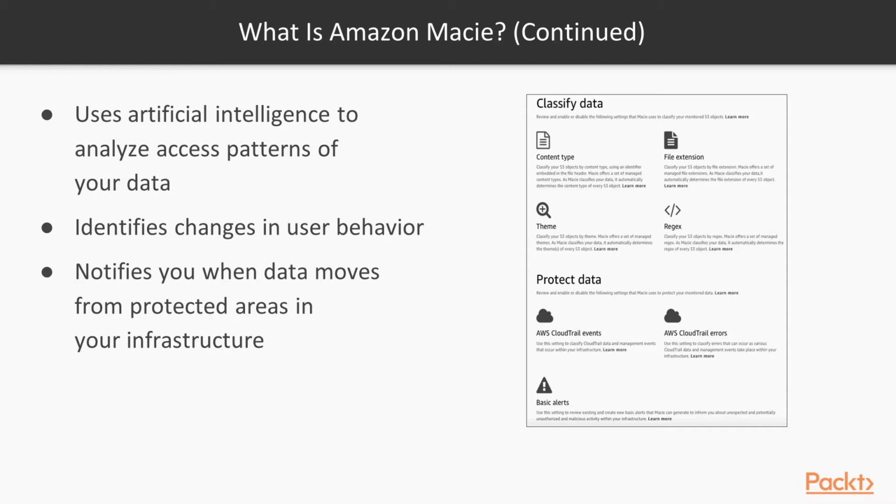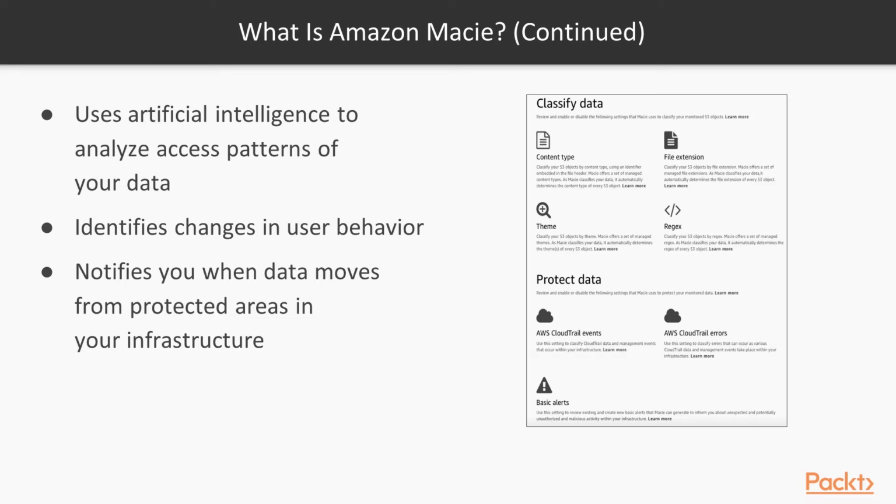So here I have a screenshot of the Macie service from within my account. And you can see that it classifies data by reviewing and enabling or disabling settings within Macie to allow it to classify objects in your S3 buckets. And it looks at your content within your S3 buckets, and it classifies your objects by content type. And it uses an identifier embedded in the file header.